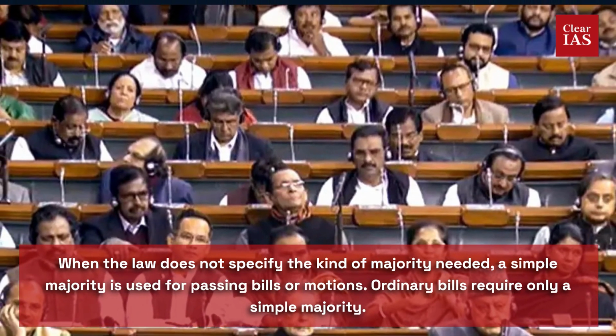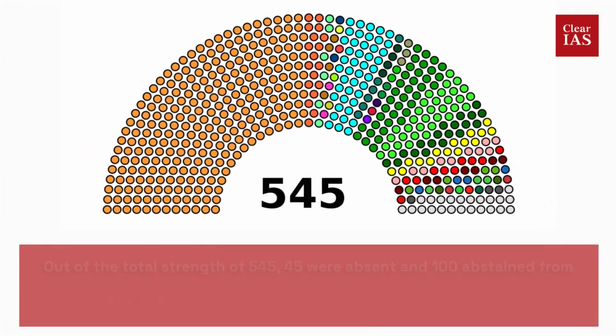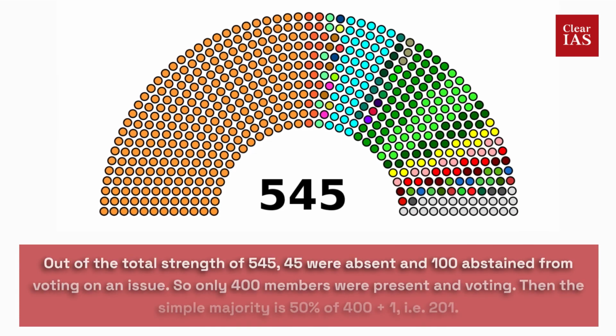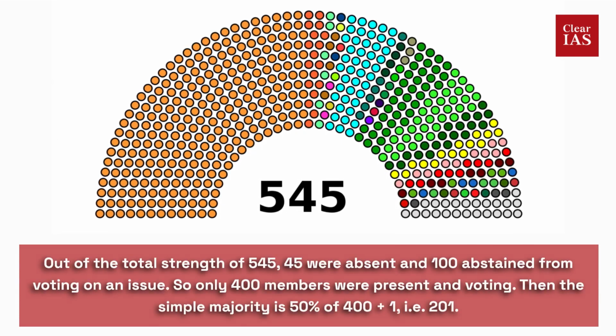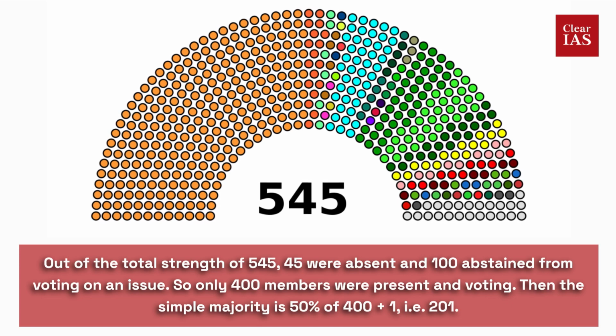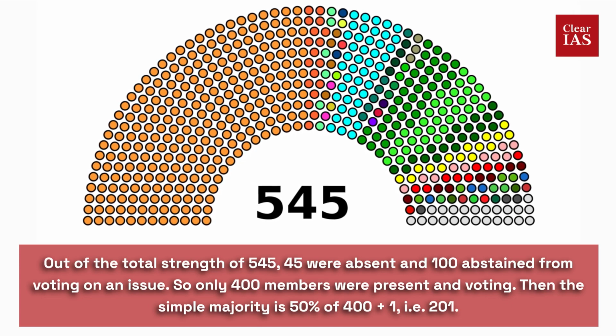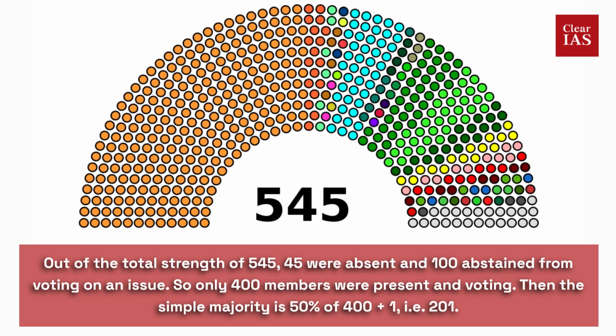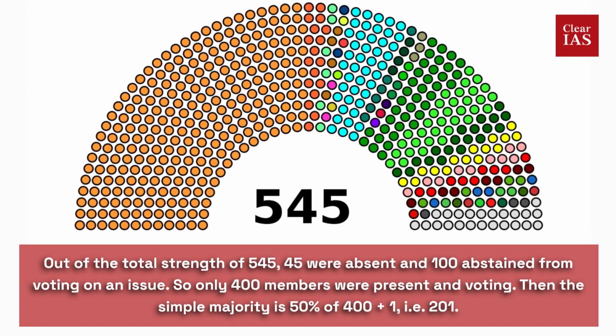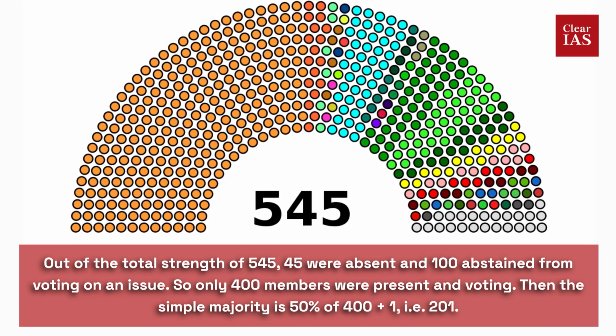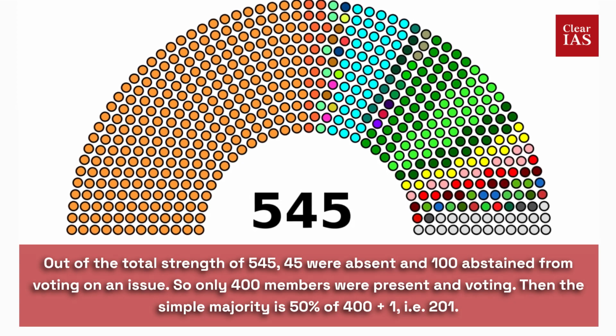Let us look at an example. Out of the total strength of 455, say 45 members were absent and 100 abstained from voting on an issue. So, only 400 members were present and voting. Then the simple majority is 50% of 400 plus 1, that is 201.